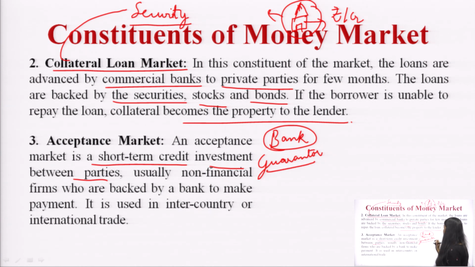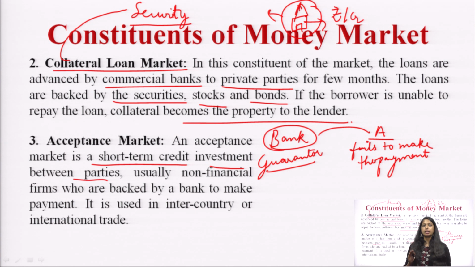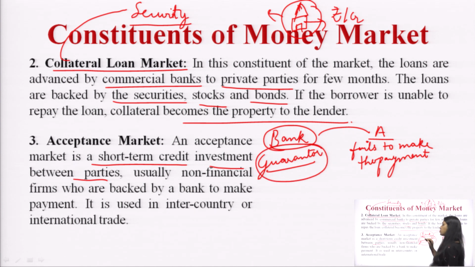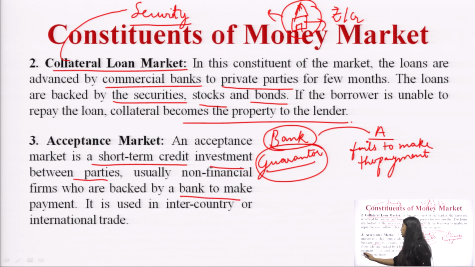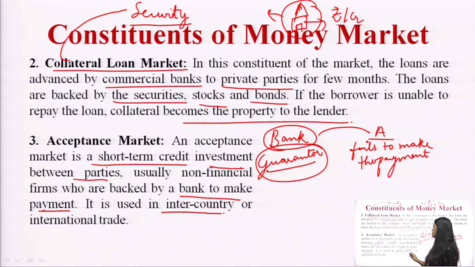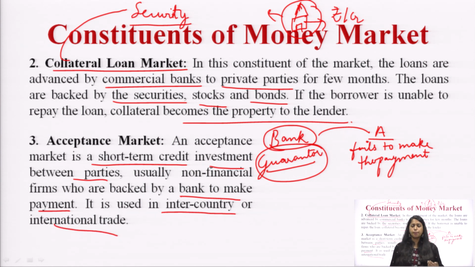Bank is giving a guarantee that if person A fails to make the payment, then what will happen? I will make the payment on his behalf. So if person A fails to make the payment, I will make the payment. So bank is acting as a guarantor. Bank is giving the assurance that I am there to look after the things. So the bank gives the guarantee that I will make the payment, and majorly this acceptance market is used in the intra-country or international trades where you need a bank as the guarantee.